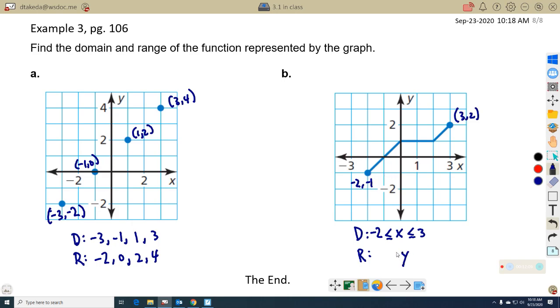So, same thing. Y is greater than -1. The whole graph is above this point, so it's greater than or equal to -1. And down here, the graph is below or equal to 2. Okay?